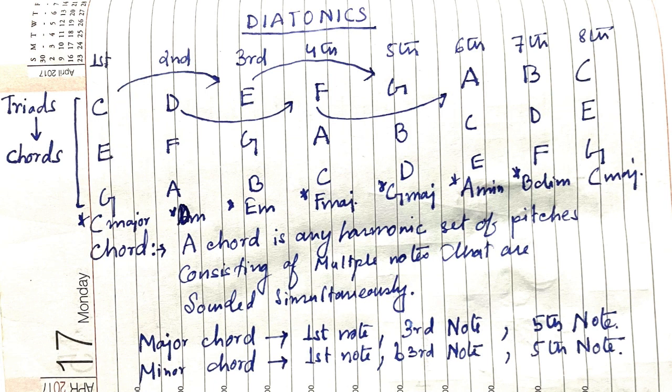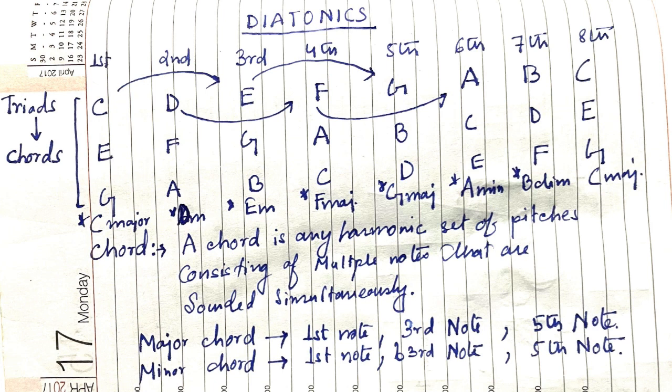Okay, we move on to the third, the E. Now, if you derive the E major scale from our scale formula, you will see that the third note of the E major scale is a G sharp. Here we are playing E, G, B. So if you derive the E major scale, the third note would be G sharp and the fifth note would be B.